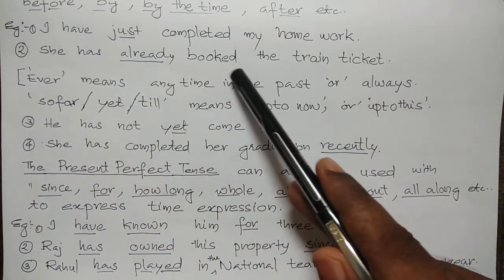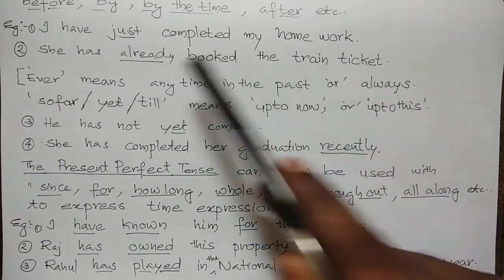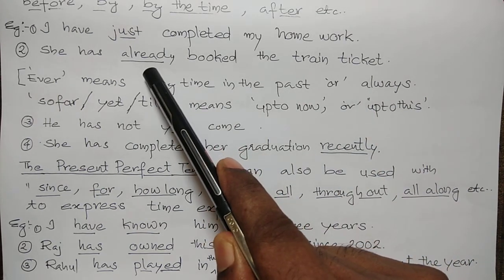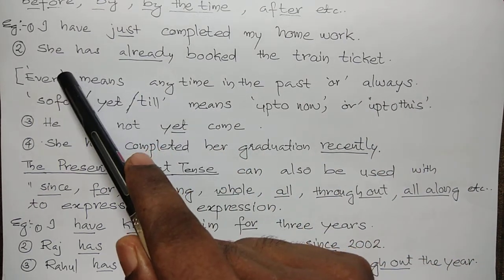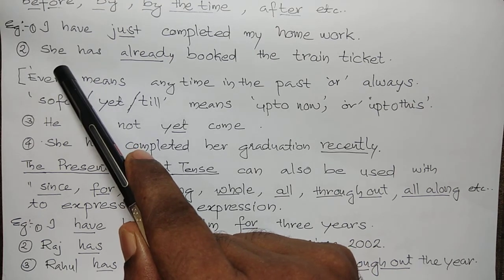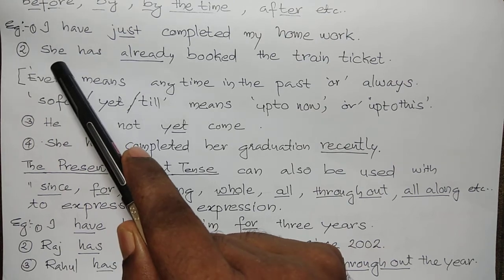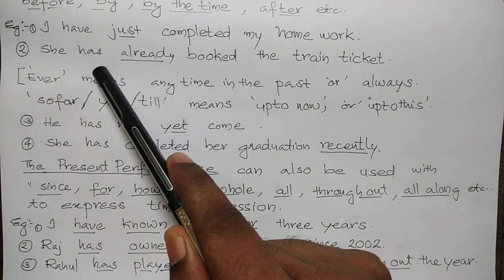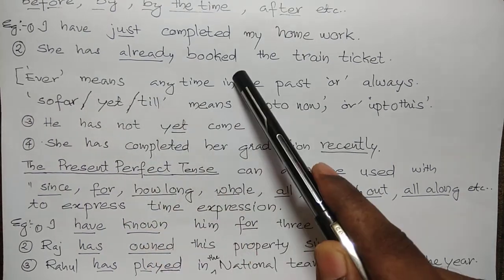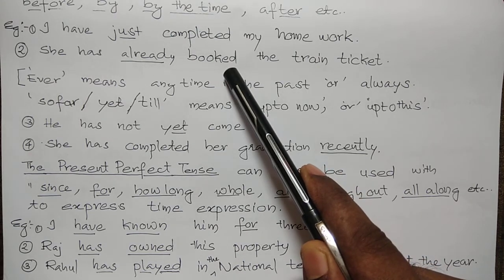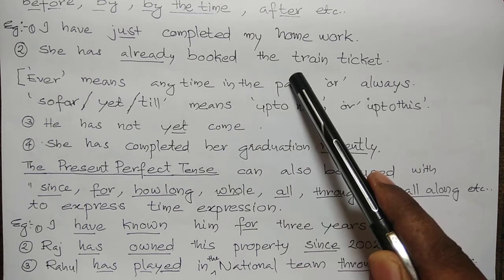She has already booked the train ticket. The word already is there, so it has to be in present perfect. The subject is she, third person singular, so we have to use has. She has already booked, booked is the V3 form of book, the train ticket.